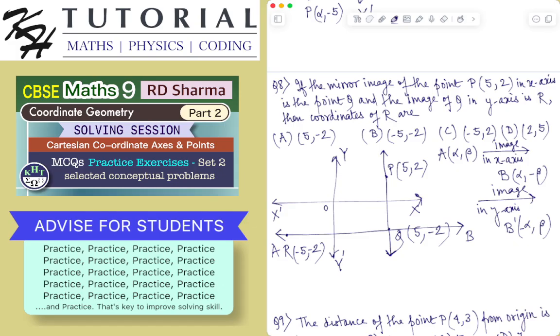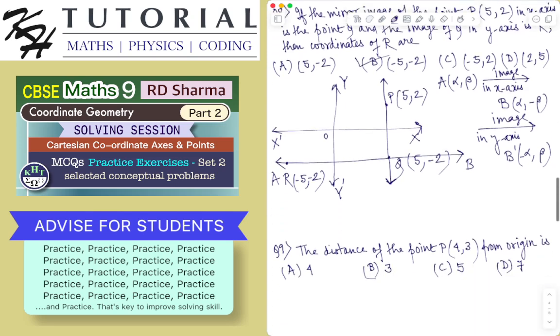So the coordinate of the point R should be minus 5, minus 2. So the correct choice is B. B is the correct choice. Let's see the next question.